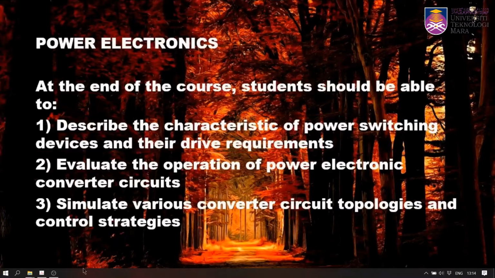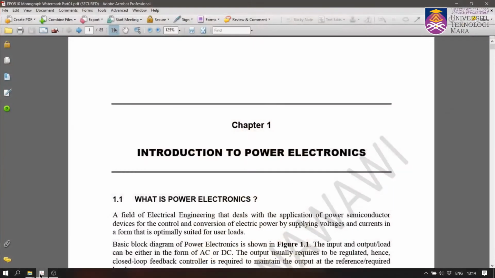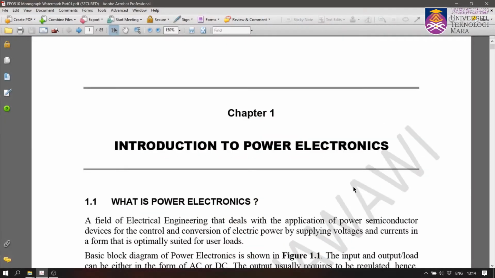So I hope you already downloaded the monograph, right? Chapter 1 will be the introduction, and we're going to discuss chapter 1 and chapter 3, and I will start with the introduction to power electronics.